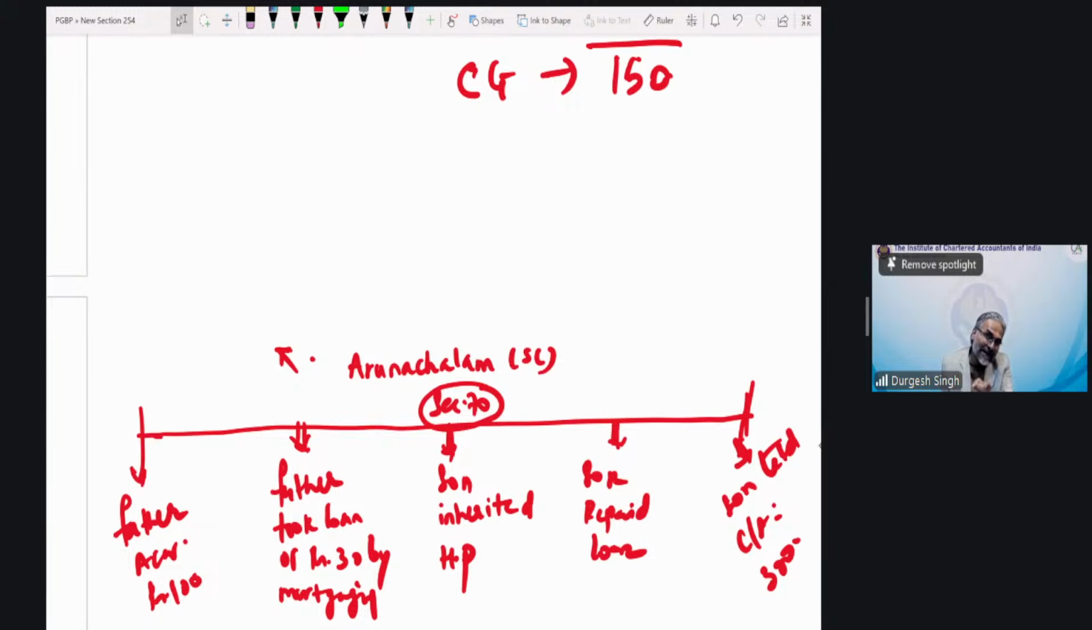So what he inherited was a net asset. After repaying the loan, it became a gross asset. Got it, sir. Sir, I would like to add some points, sir. Please, sir. Like, sir, when the son inherited the property, on the property there was a charge.